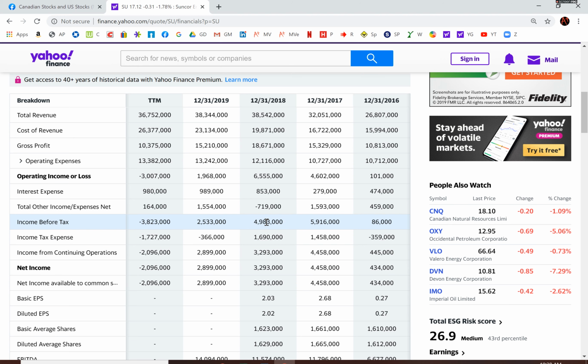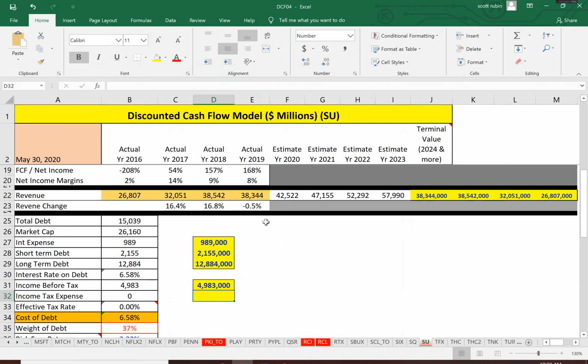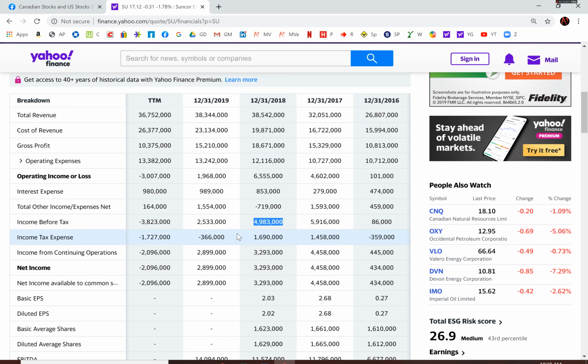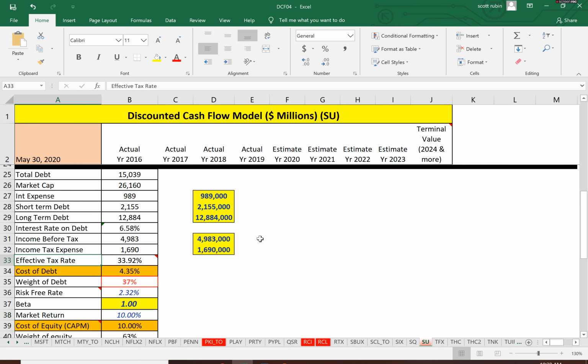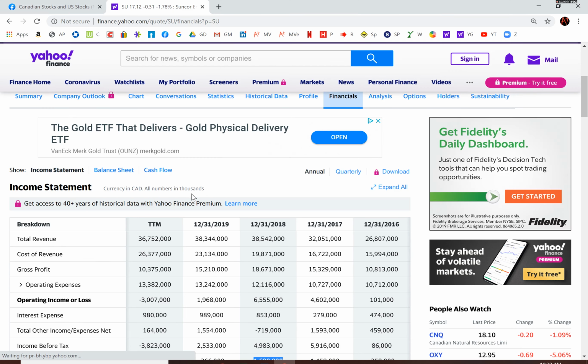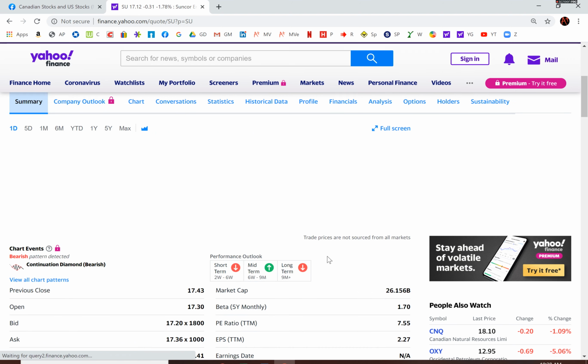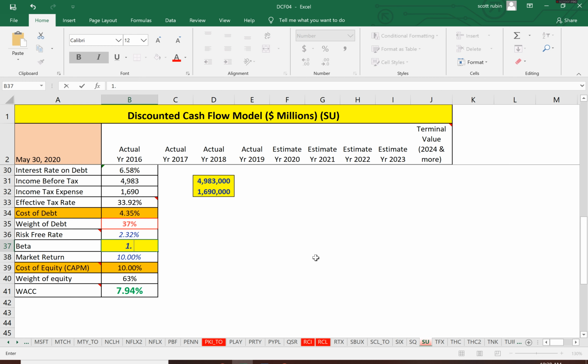Let's do the prior year. That seems more accurate. The income before tax, and now the income tax of 1.7 billion. So 34% taxes, that seems about right. So the cost of debt is 4.4%. Now to find the cost of equity, we just need the beta. And the beta is 1.7. That's the volatility of the stock, how it moves with the market.